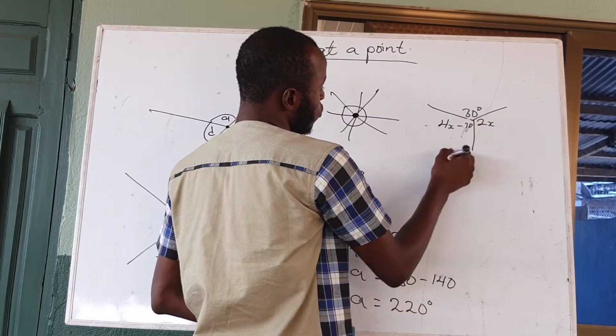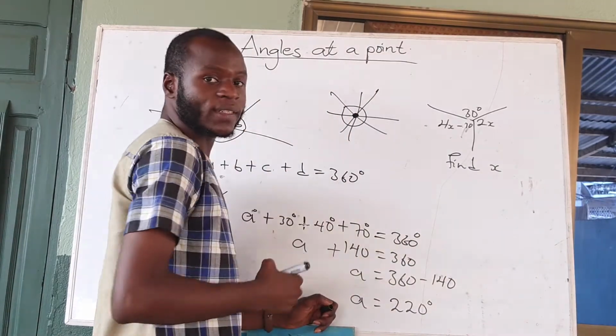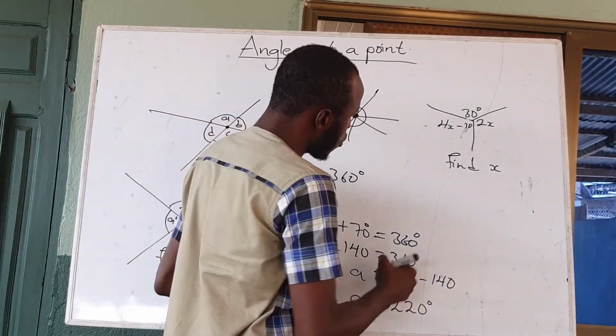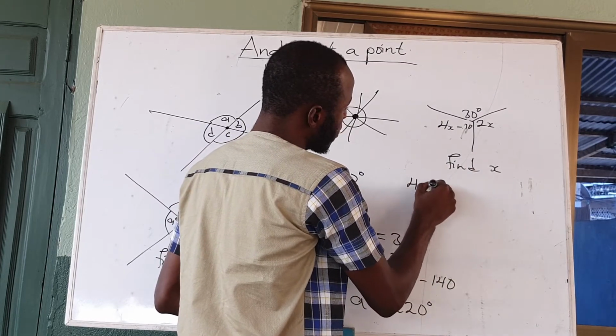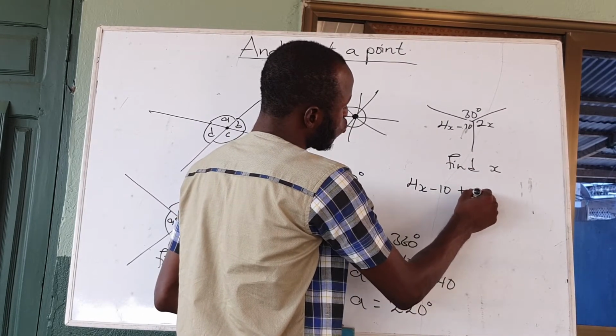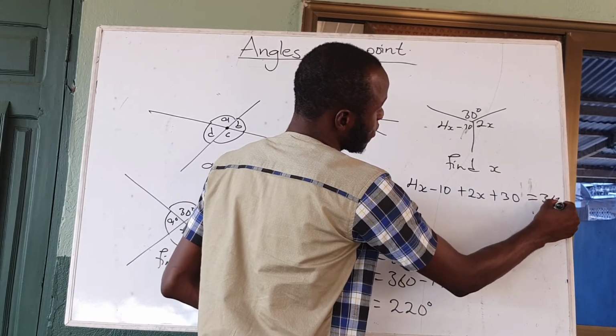Okay, and they said you should find the value of x in this angle. Okay, what do we do? Now you add all of them, then you equate it to what? 360. So we have 4x minus 10 plus 2x plus 30 equal to 360.